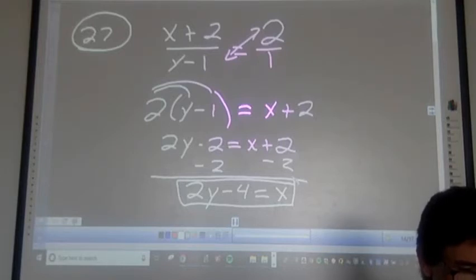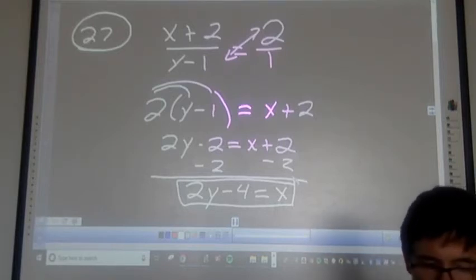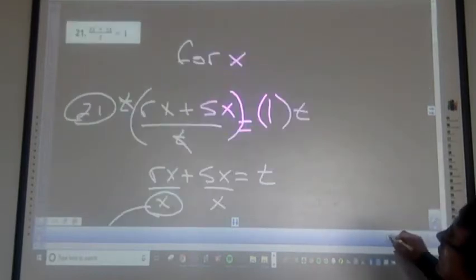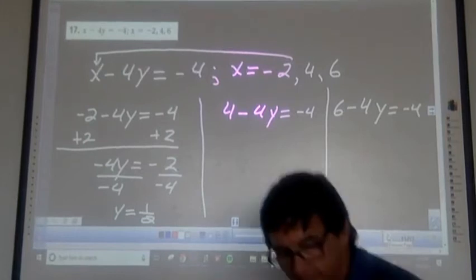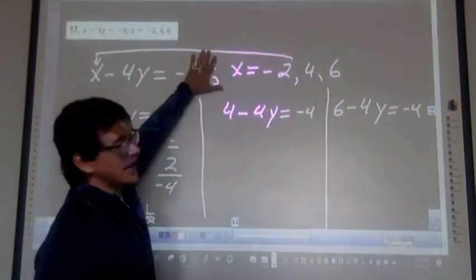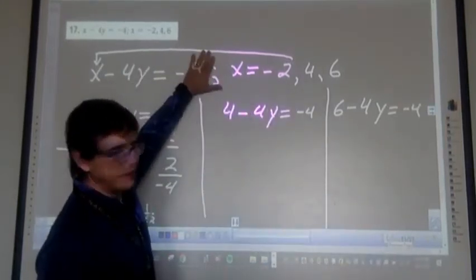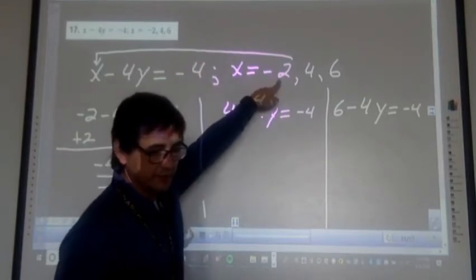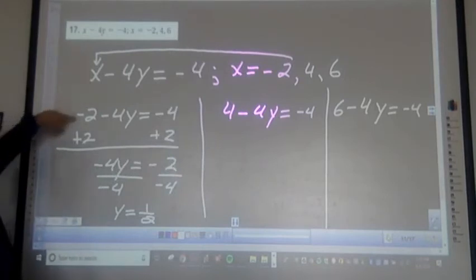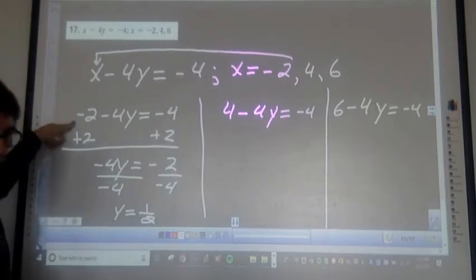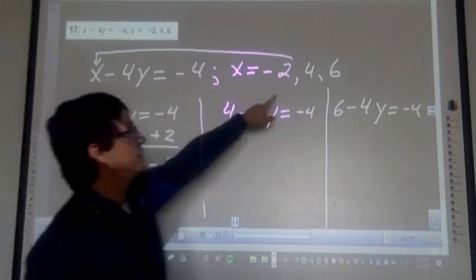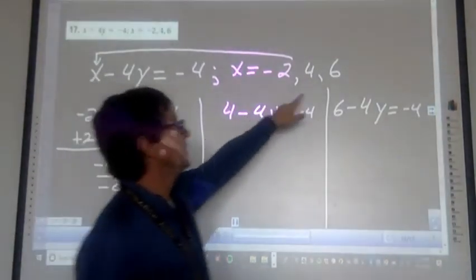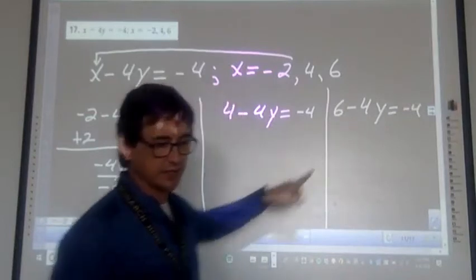Can you go over 17? Because I'm really confused. 17? Yes, sir. Okay. So all this means, with the semicolon thing, is where I see x in the problem, I'm going to plug in -2. So there's an x right here. So instead of that x, I write -2. Right? So here, instead of the x, I'm just writing 4. And instead of the x, writing 6.